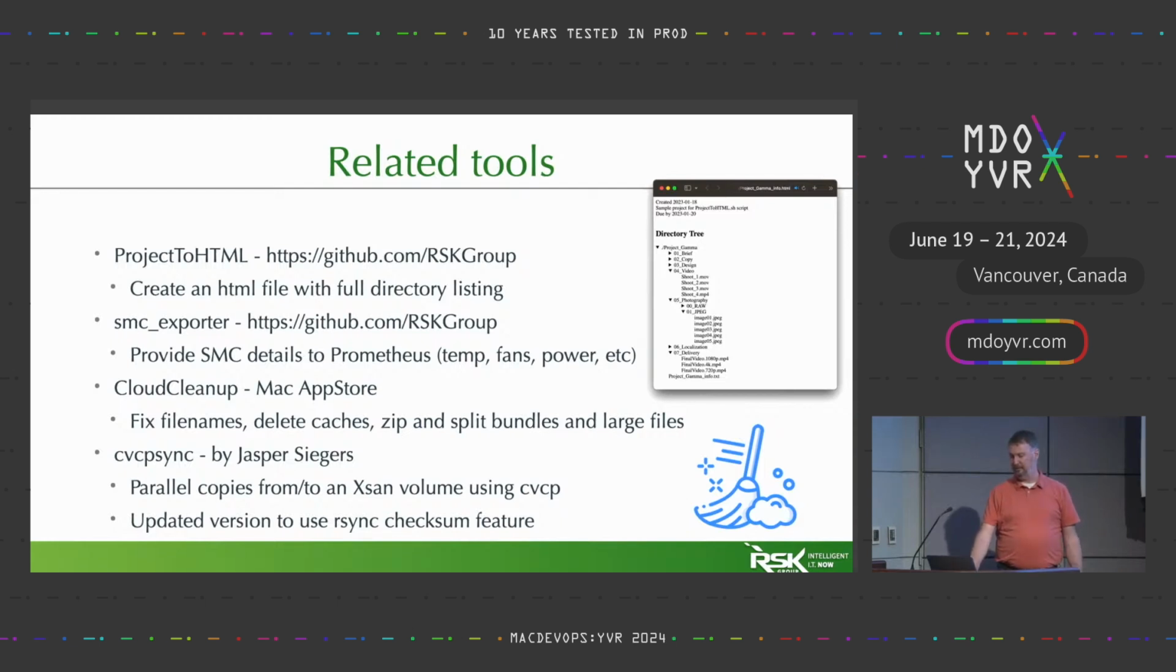And I was rewatching his presentation not too long ago, and he was calling out how CVCP Sync had at least one active user in MacAdmins. Well, in case he's watching, he's got two at least. So.